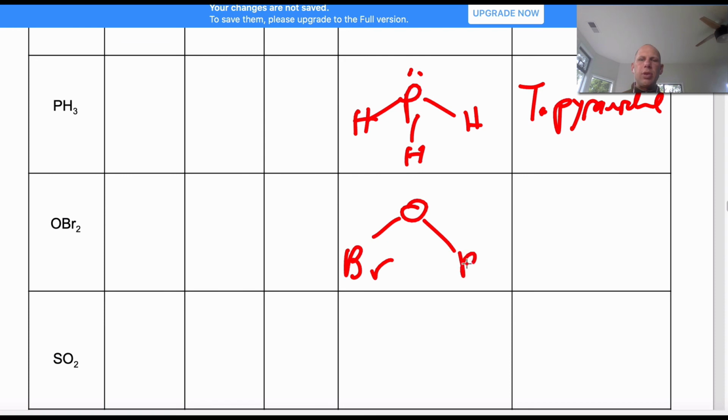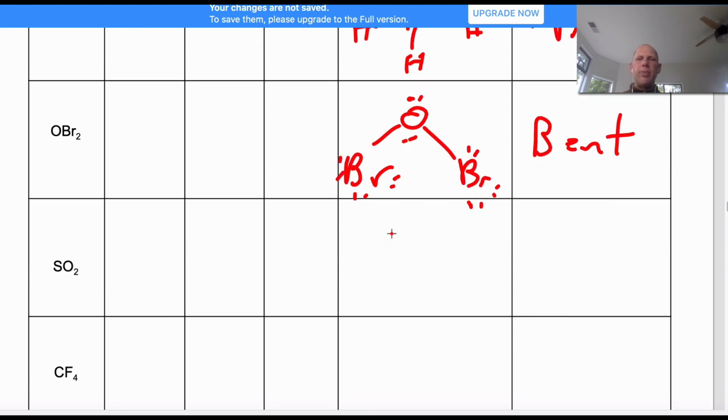So some of these, if you don't have them drawn according to the correct shape that I did, I want you to please redraw them. Okay. Now these two don't balance each other out. They're kind of in 3 dimensions here. And that's going to be bent with 104.5 degree bond angle. Bent because you have two lone pairs and you have only two things attached.